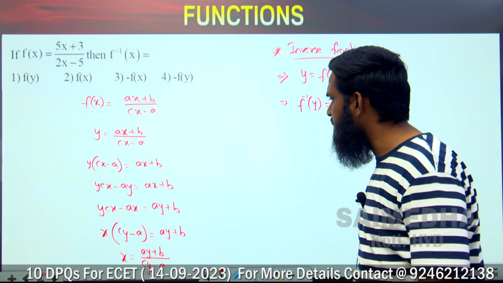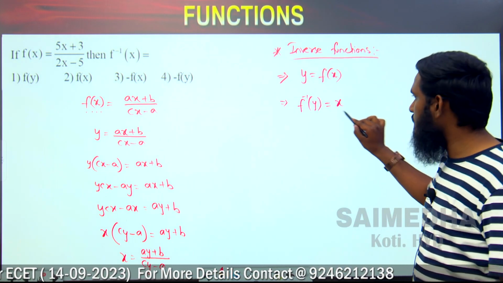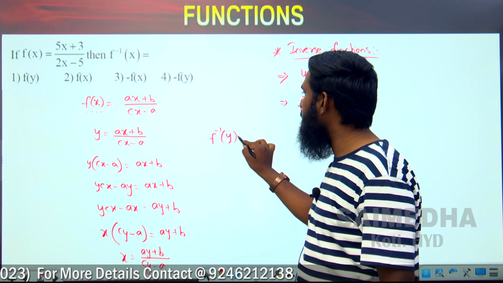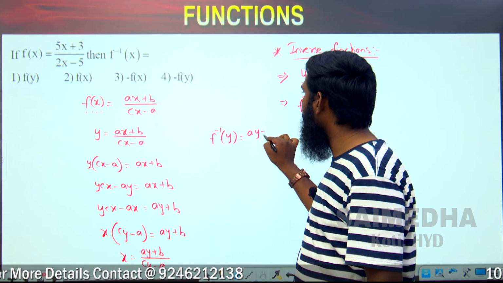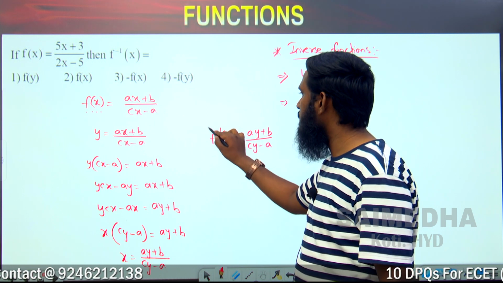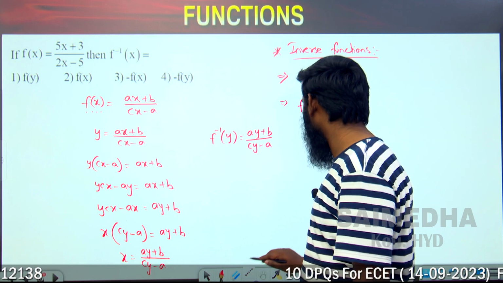But we have not got the final value of f inverse of x yet. So in the place of x, what can we write? f inverse of y. So f inverse of y is equal to ay plus b divided by cy minus a. So this is what we are getting.